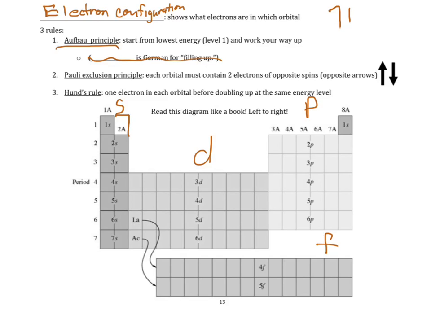And then Hund's rule, again, we'll talk about this as we go. Hund's rule states that one electron will go into each orbital before they pair up. To give you an example, we'll fill in these blanks as we go, but if we have the p orbitals here, and we're going to represent them like this, there will be an electron in each orbital before they pair up like this.